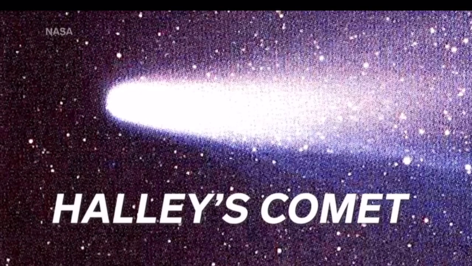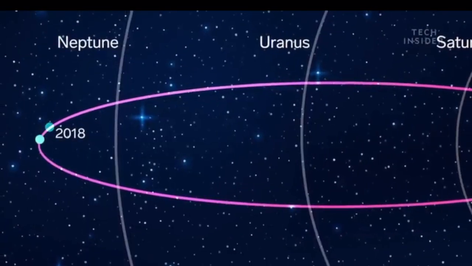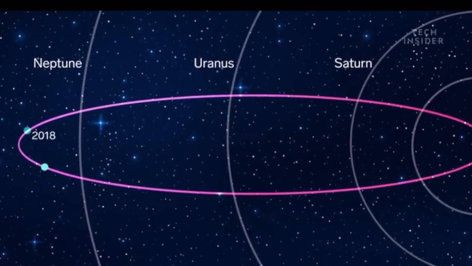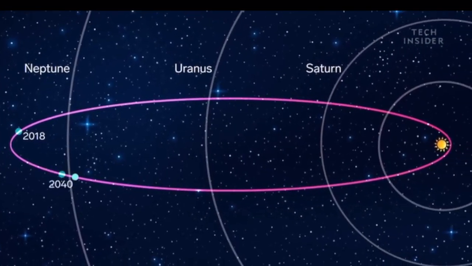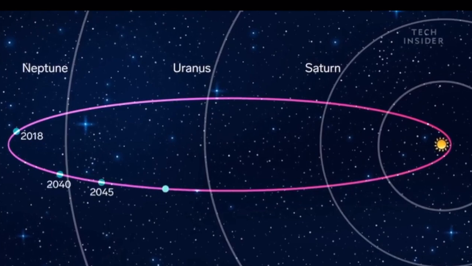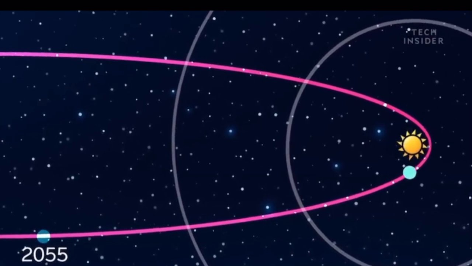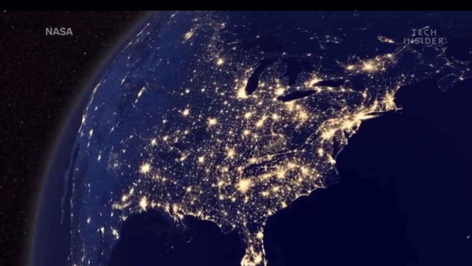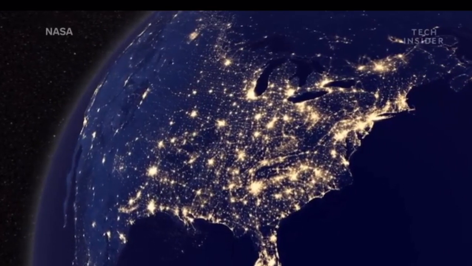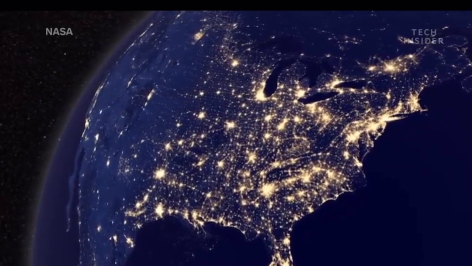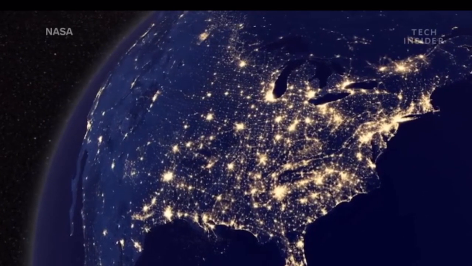Check out Halley's Comet, for example. Right now, it's beyond the orbit of the furthest planet, Neptune. But over the next 50 years, it will travel about 3 billion miles toward the inner reaches of our solar system, eventually flying past Earth in the year 2061. And it's encounters like this that make meteor showers possible.